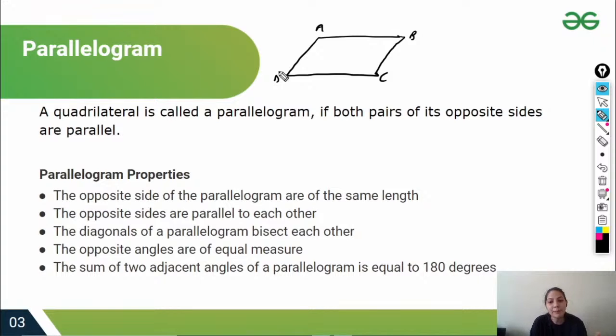Now, if both the pairs of its opposite sides are parallel, because parallelogram ke word se matlab aap relate kar sakte ho, it's something related to the parallel concept, right? Now, what does that concept actually mean, ki jo bhi opposite sides hogi, that is AD and BC, aur kaun si opposite side hai, CD and BA.